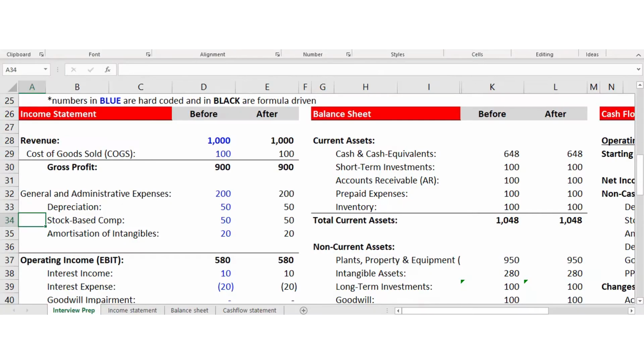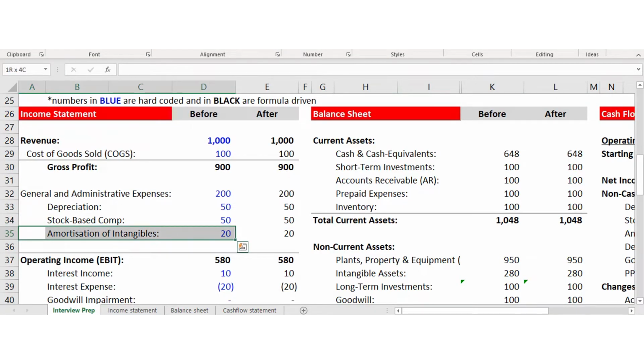Then we have stock-based compensation. And this is essentially, instead of paying your staff, your employees, a salary in cash, you pay them with the company's shares. So you haven't paid them with cash, you just paid them with the company's shares. So again, it's a non-cash expense.